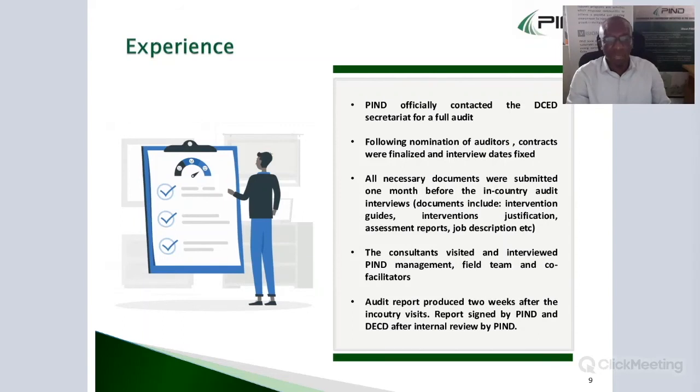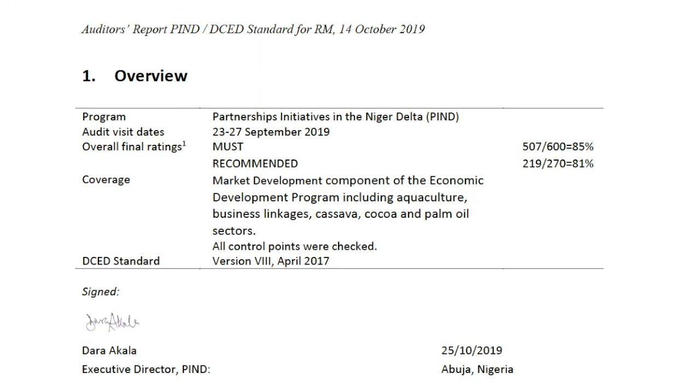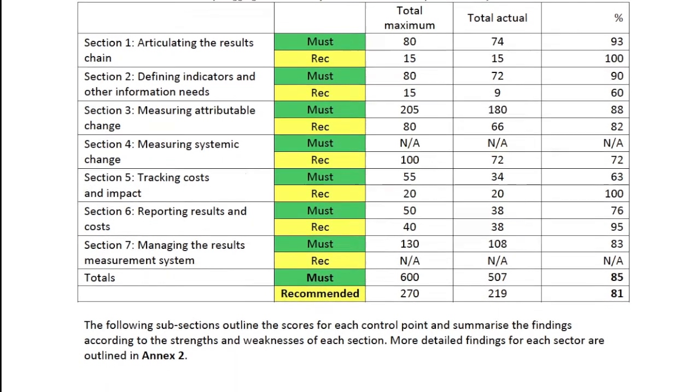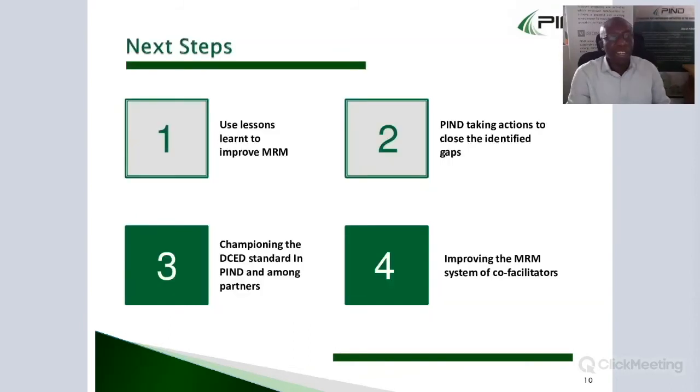So the consultants visited, they interviewed the PIND directors and the management, and they then came down to the field to interview the field team, as well as the co-facilitators and partners that are working with us. Roughly after 2 weeks, we then got the draft audit report, and PIND scored 85% in the must category and 81% in the recommended category. Okay, so what are the next steps?